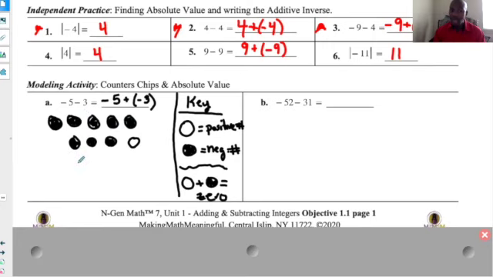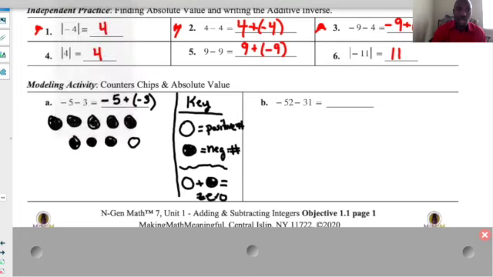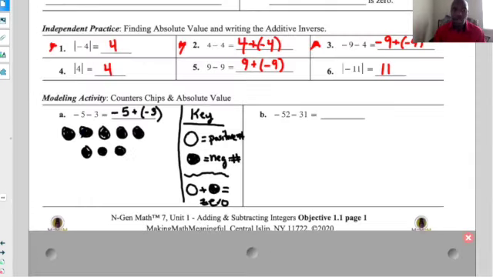In our situation, we don't have any open circles, so let me undo that one, and let me count them. How many do I have here? 1, 2, 3, 4, 5, 6, 7, 8. So I have 8 closed circles, but remember, they represent negative numbers, so I need to include a negative. My answer for -5 plus -3 is -8.